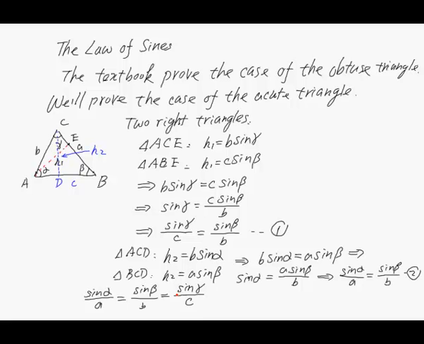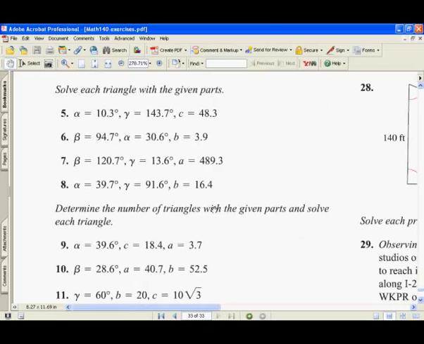And this is law of sines. Any question? Now let's look at page 586, problem 8. So we know one angle, alpha, 39.7 degrees, and we know another angle, gamma, 91.6 degrees. And we know one side, B. Now, we need to solve this triangle.